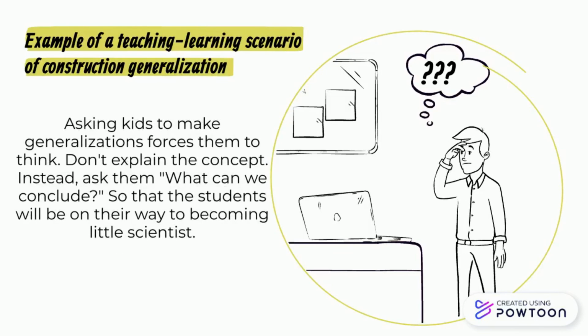Asking kids to make generalizations forces them to think. Don't explain the concept. Instead, ask them, what can we conclude, so that the students will be well on their way to becoming lab scientists.